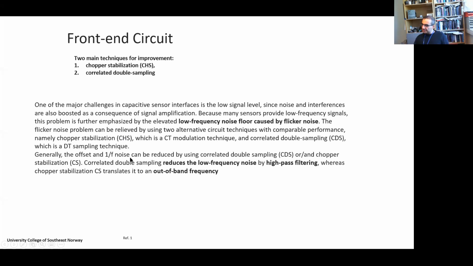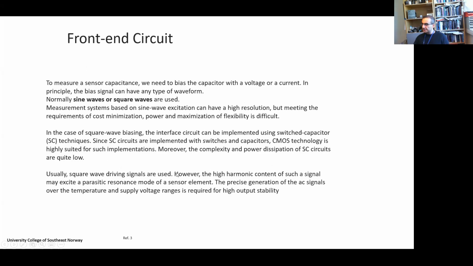Here I just had this, a little bit long text for you if you want to read it, because this lecture doesn't have any book. So from reference one, I took some of the text and put it here. So basically, correlated double sampling reduces the low frequency noise by high pass filtering, whereas the chopper stabilization translates it into out of band frequency. I will talk a little bit about these two techniques.